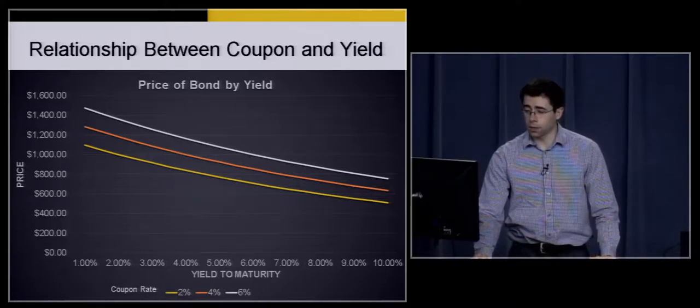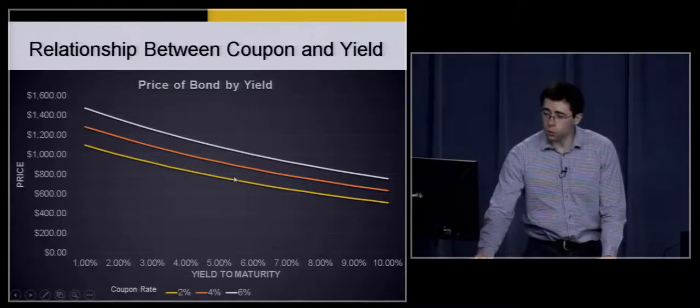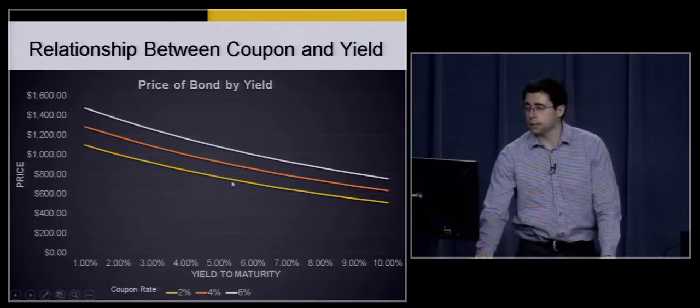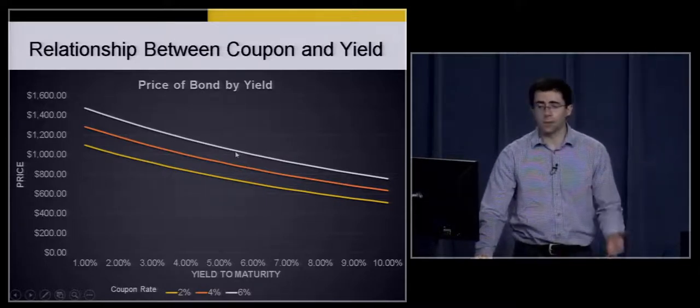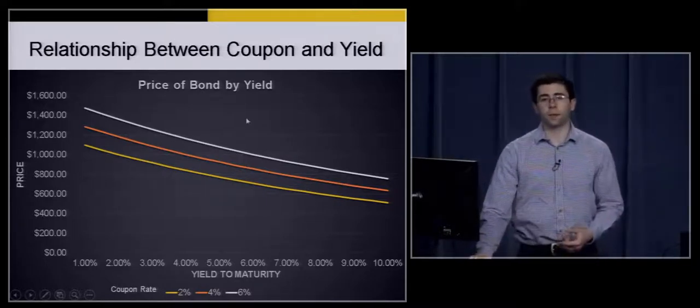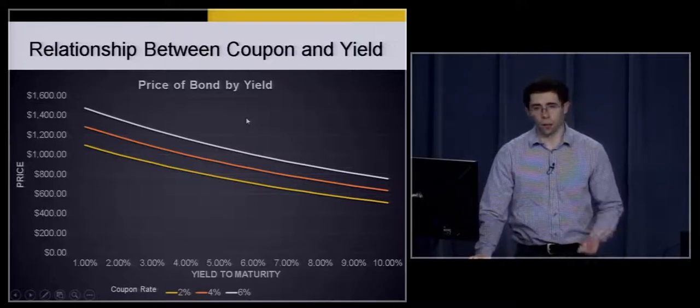As the yield to maturity falls, the price of the bond increases. And the one final point I want you to note is that as our coupon rate increases, the price of the bond is going to increase as well. So as our coupon rate goes from 2% to 4% to 6%, the price of the bond is going to jump up correspondingly. The reason for this is because you're receiving coupon payments that are larger and larger every time you increase the coupon rate.